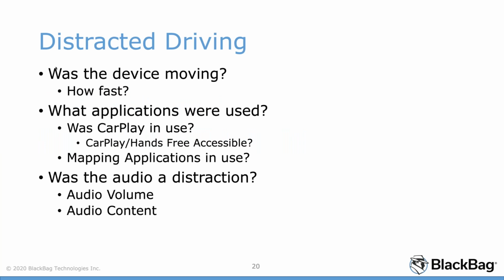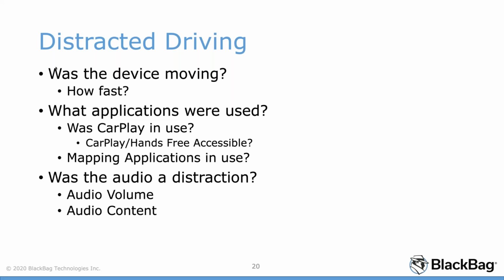So a few questions we might want to answer. First, was the device actually in a car? We don't know if the user of the device was driving or not. Maybe with surveillance, we can figure that out, but we can see how fast it was moving, whether it was parked, whether it was in DC traffic, also parked, or whether it was going 75 miles per hour down the Beltway. We can also see what applications were being used.